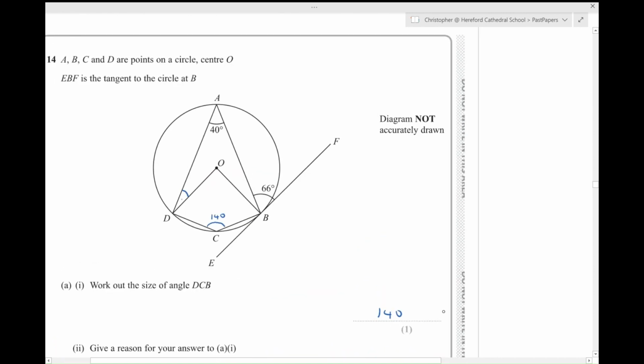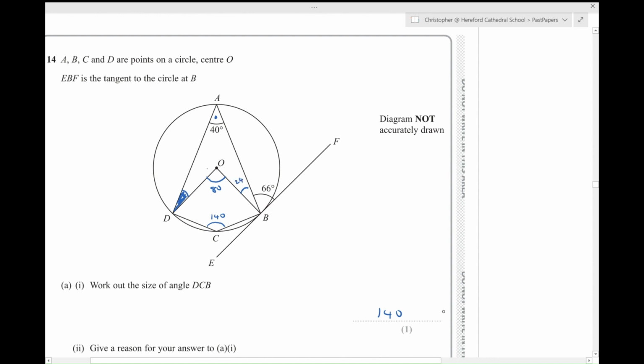ADO, it's this angle here I'm aiming at. Okay. Right. Now, I know, just by looking at this, that this angle here is 80 because it's double the angle on the edge, the angle at the centre. I know that OB is a radius, and that's the tangent, so 66 and this angle must together equal 90. So I know that that's 24.